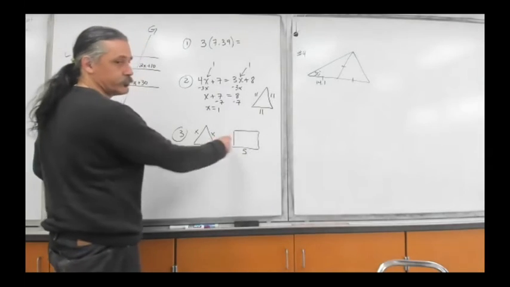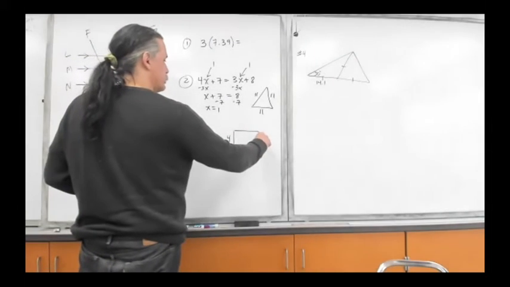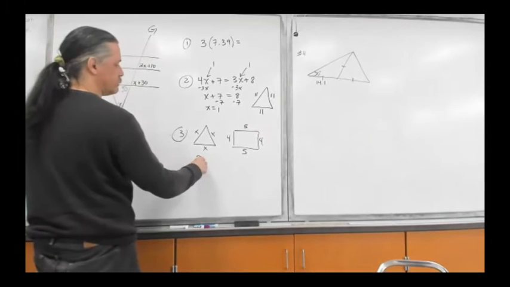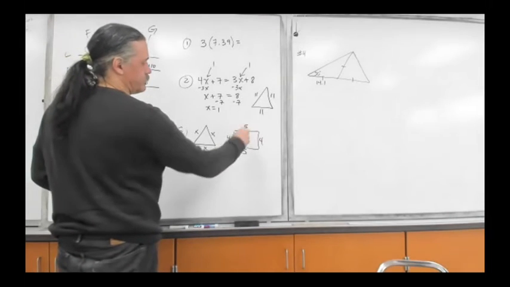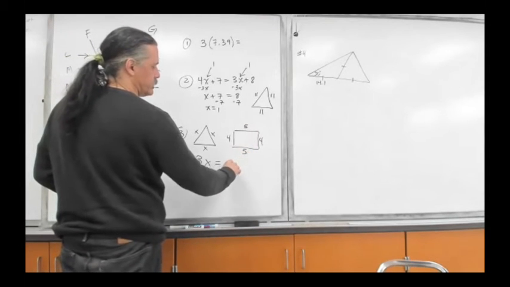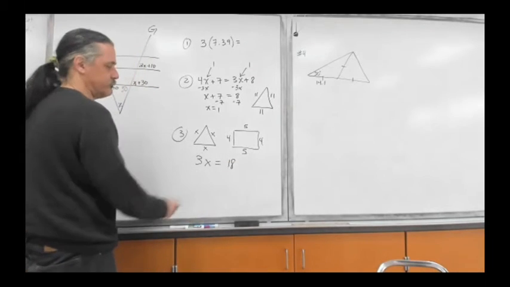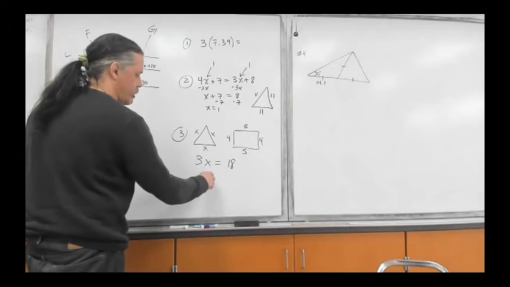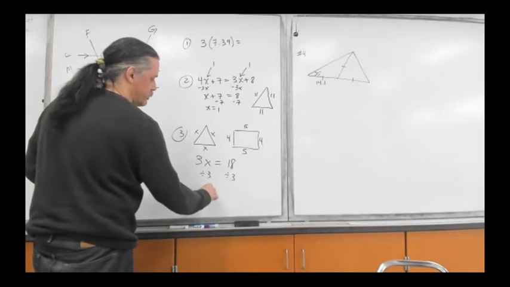And we're told these two perimeters are the same. Okay, so that means 3x has to equal the perimeter of the square, which is 18. And then you divide and problem solved.